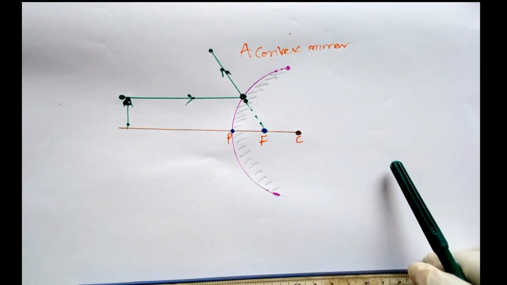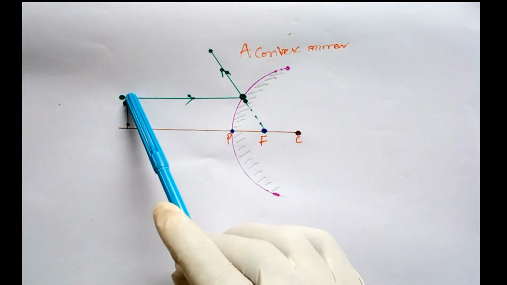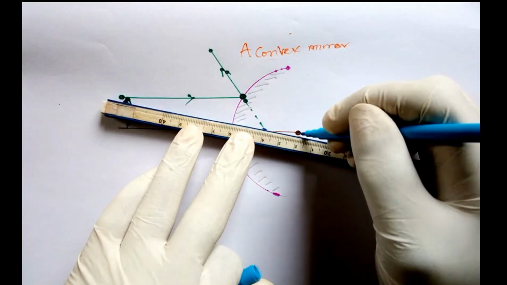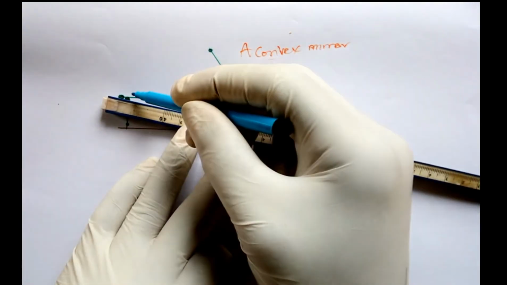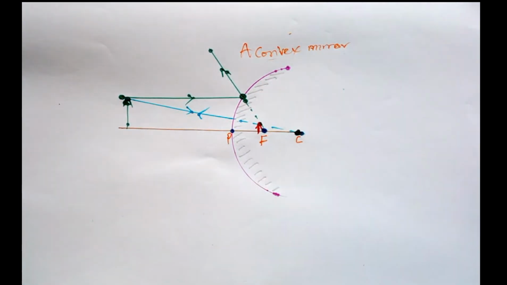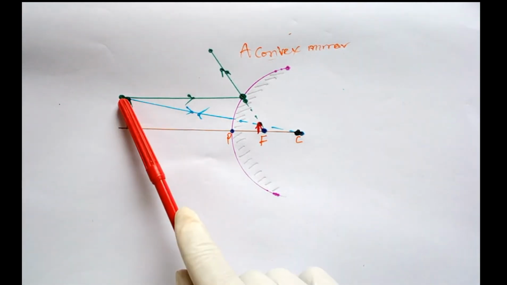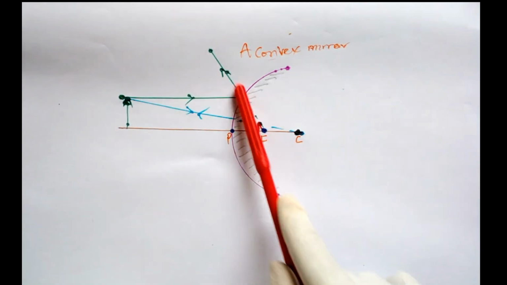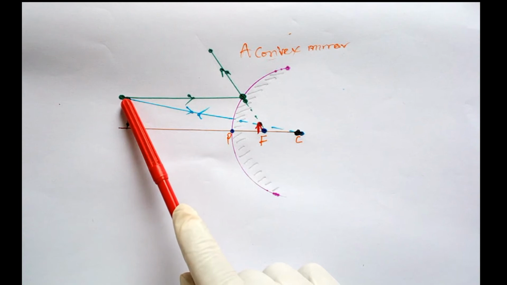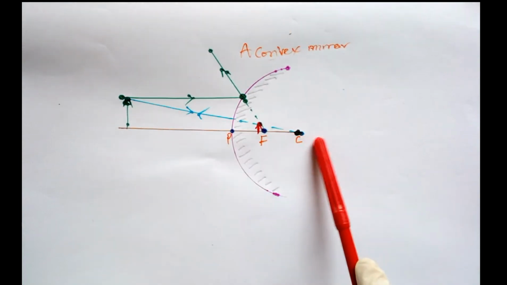The second rule says a ray must pass through C and must reflect along the same path. This is C and this is the top of the object. At this point of intersection between the two rays, from what you see here, the first ray came from the top, struck the mirror, and it's going back. The second ray is coming from this part through C and is going back.